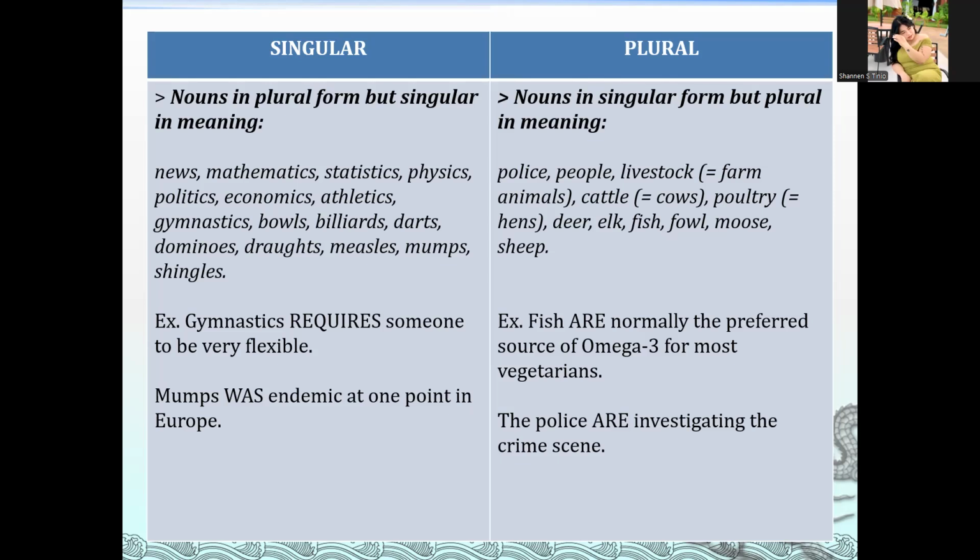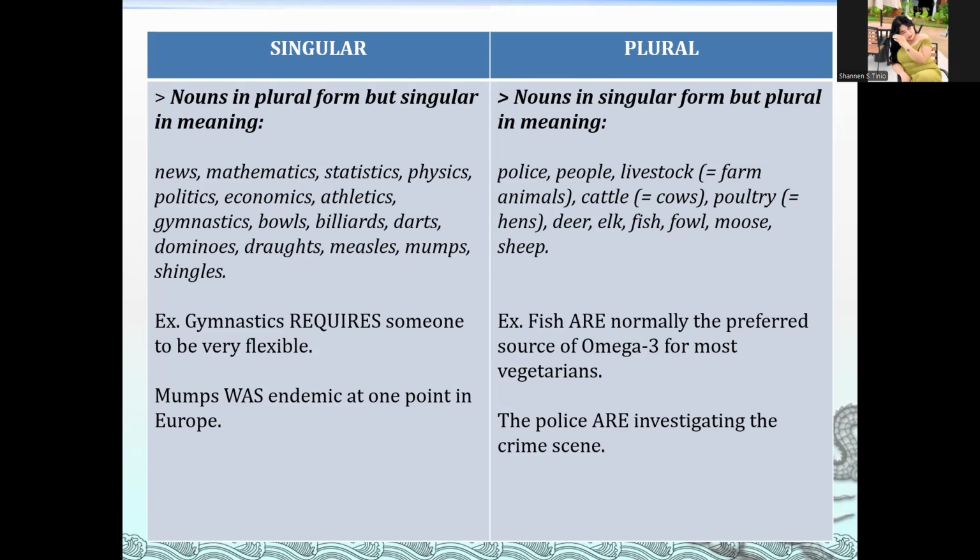Poultry, deer, elk, fish, we don't say fishes, fowl, moose, and sheep. All these words, they don't have any S, but they are considered as plural in meaning. Okay? Example. Malamig na nga siya. Nilakasan ko pa talaga. Okay. Fish are normally the preferred source of omega-3 for most vegetarians. Not fish is. Fish are.